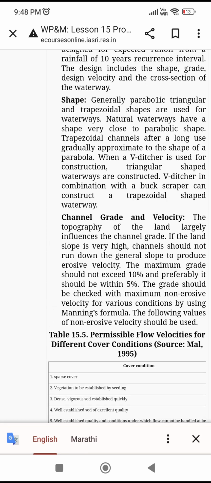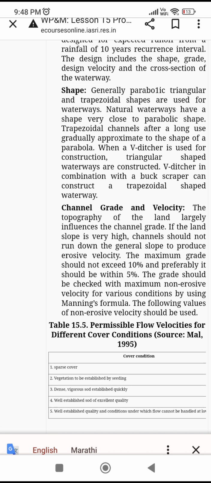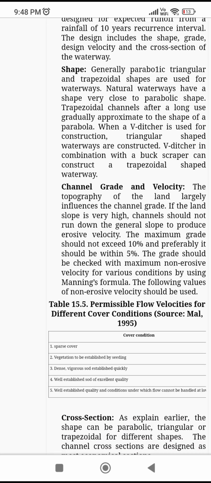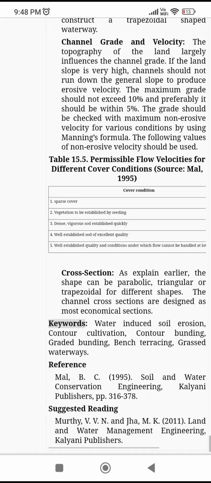Then what are the different shapes of grassed waterways? Generally parabolic, triangular, and trapezoidal shapes are used for waterways. Natural waterways have a shape very close to parabolic. Trapezoidal channels after long use gradually approximate the shape of a parabola. So, channel grade and velocity.